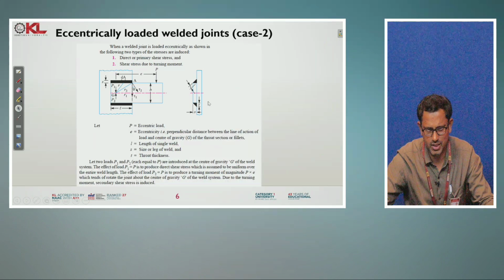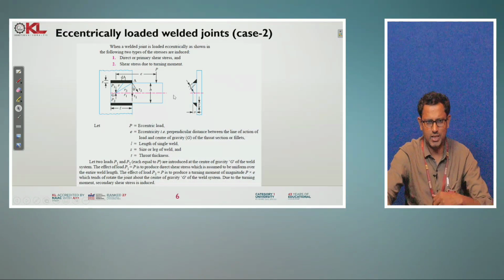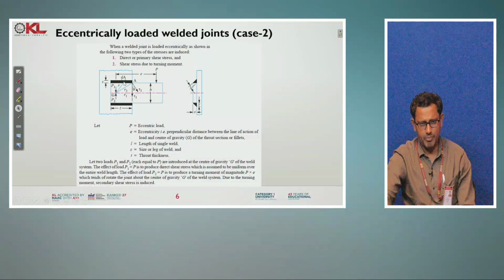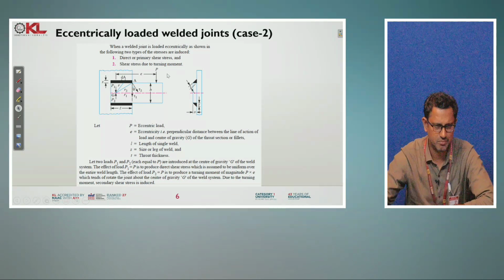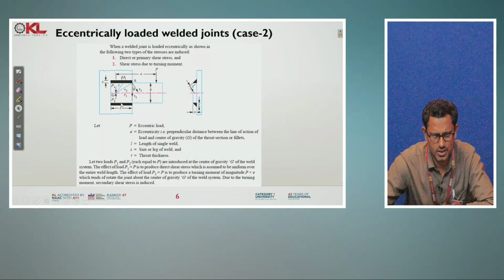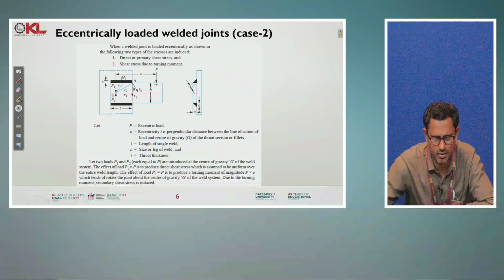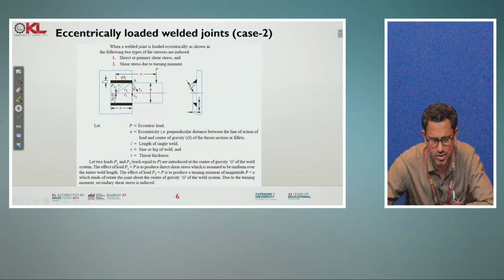Now coming to the second loading condition. The second loading condition is design of parallel fillet weld subjected to eccentric loading. Here you can observe these are the two parallel fillet welds, and because of the applied eccentric load P, G is the location of the throat thickness center of gravity. G indicates the throat thickness center of gravity.